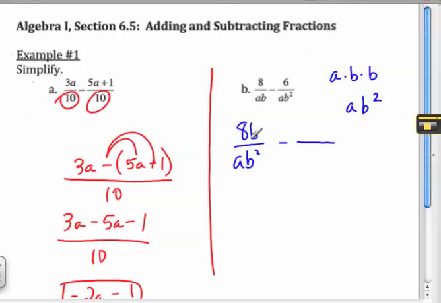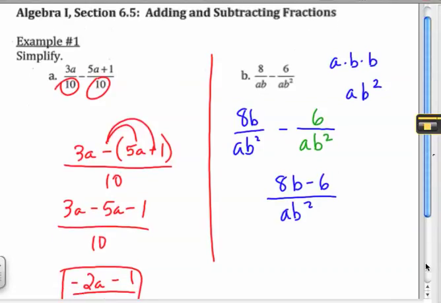Jackson, did I change the second denominator? No, it's still the same. It's just ab squared. So that means the numerator stays the same. Now that I have the same denominator, I'm going to write it as one fraction. The common denominator is ab squared, and it's 8b minus 6 on top.